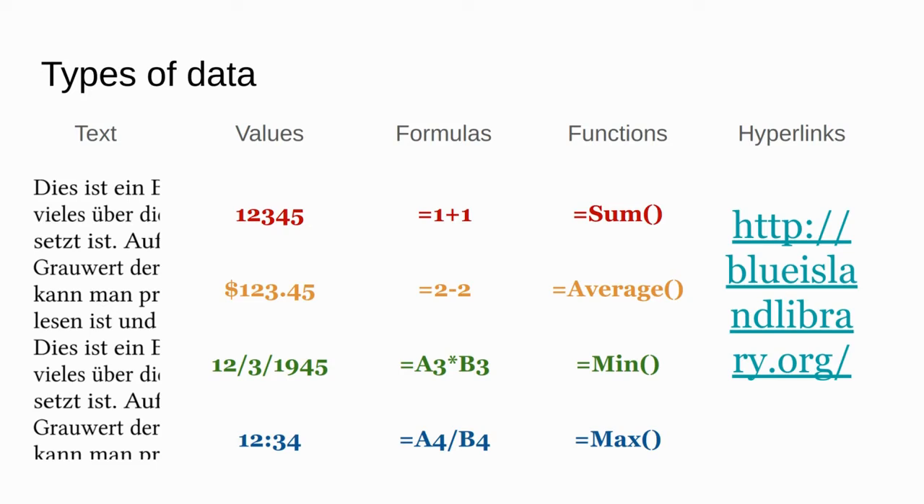You can use cell references in your formulas. Cell references point to values in different cells and perform the operation on those values. For example, here in the green row, we are telling the program to take the value in A3 and multiply it by the value in B3. If we change the value in those cells, the formula will recalculate automatically. Functions are pre-programmed formulas. They can make calculating large amounts of data very quick and easy. And lastly, there are hyperlinks. Hyperlinks are a type of text that will take you to a site outside of your program. For example, if I click on this link, it'll take me to the Blue Island Public Library website.